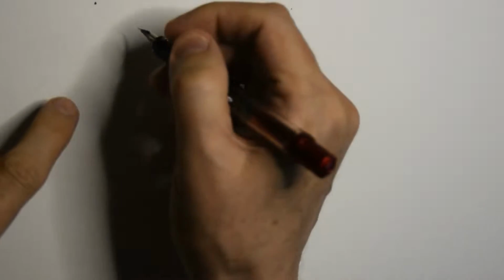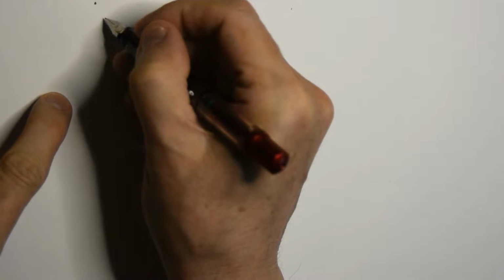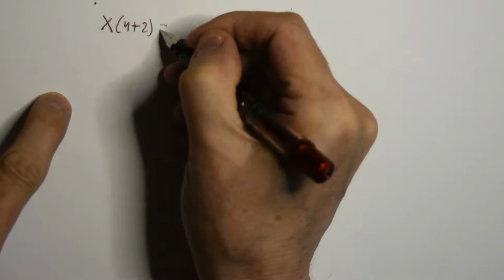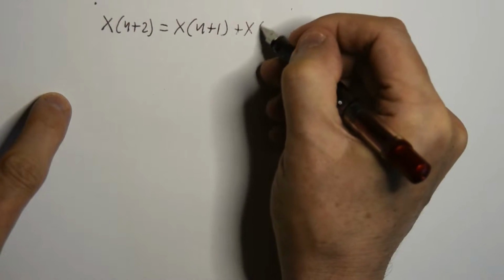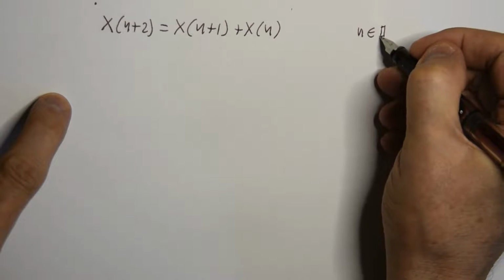Today I would like to talk about the Fibonacci series. And the Fibonacci series is defined as follows. x_{n+2} equals x_{n+1} plus x_n, for n an element of the natural numbers.